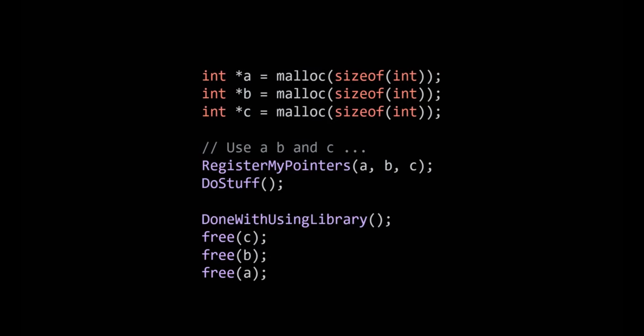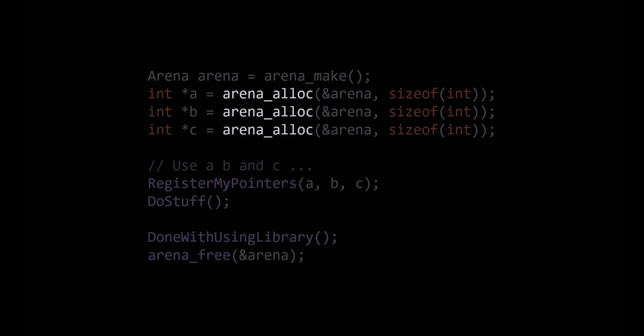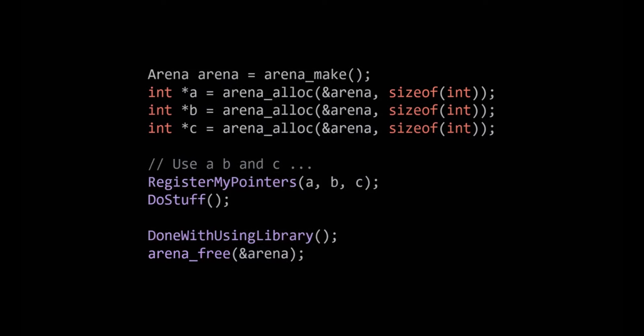Here's how things change with the arena API. We use arena alloc instead of malloc on each of them separately, and free only the entire arena at the end. By itself, this doesn't seem too useful, right? Big whoop, we just condensed multiple frees into one. But this is doing more than just that.